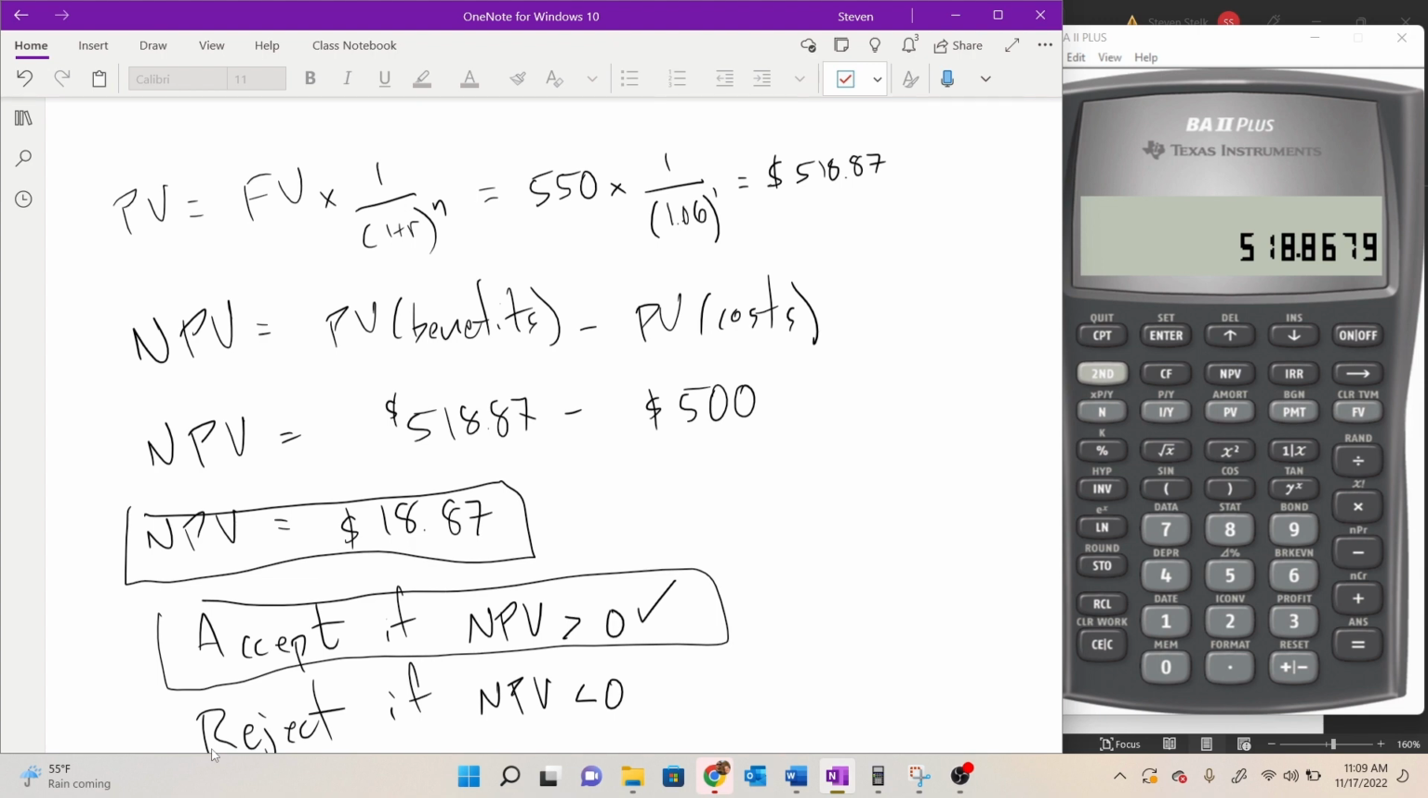Now, one of the cool things about NPV, what makes it such a powerful investment decision rule, is that we come up with this number, in this case, 18.87. And what I'll tell you is that taking this project on, so investing the $500 today and getting $550 in 1 year from the investment, is equivalent to putting $18.87 in your pocket today.